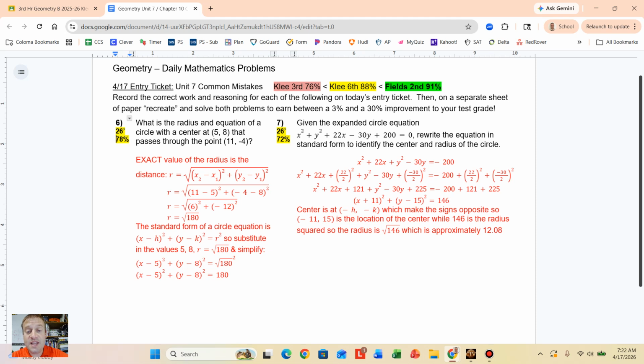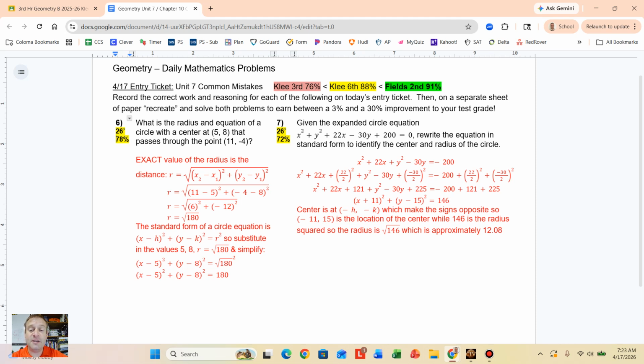And then to complete the square, I need to know what b divided by 2 is. And when I say b, we are talking about the 22 and the negative 30. So in the second step, you see plus (22/2) squared and plus (-30/2) squared. If we add that on the left side of the equal sign, to keep the equation equal, we need to also add it on the right side. So we grab our calculator: negative 200, 22 over 2 is 11, 11 squared is 121, negative 30 over 2 is negative 15, negative 15 squared is 225. We add all that up, it's 146.